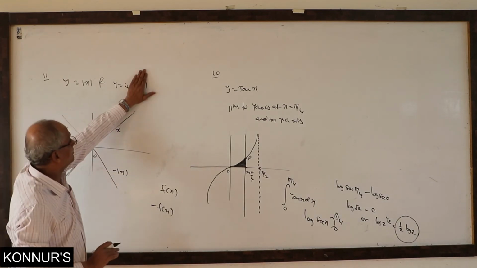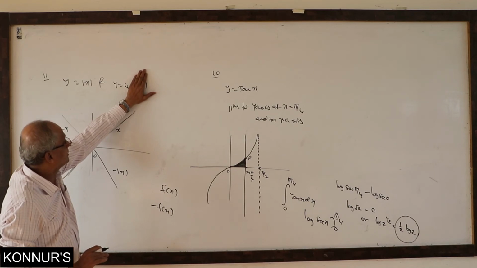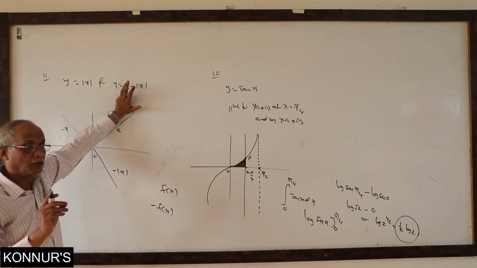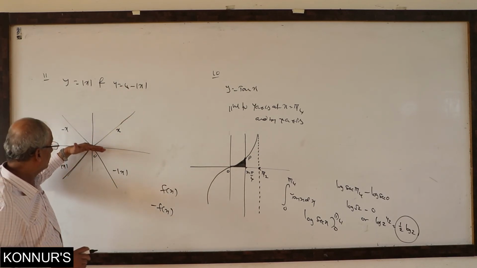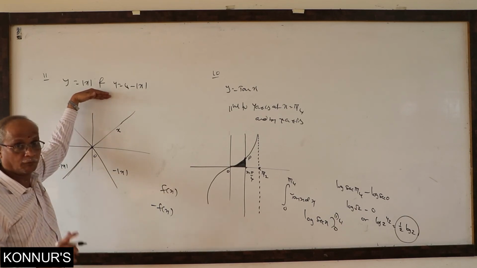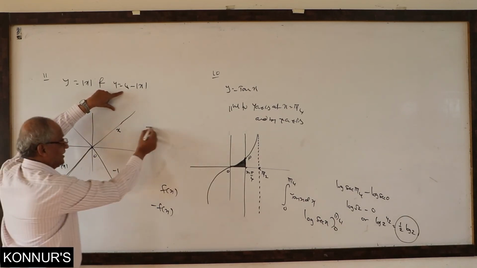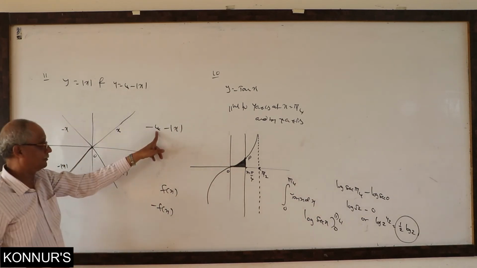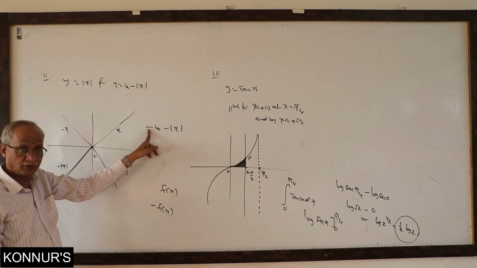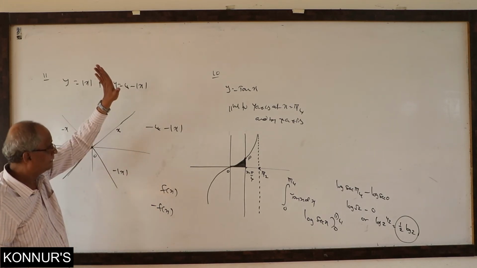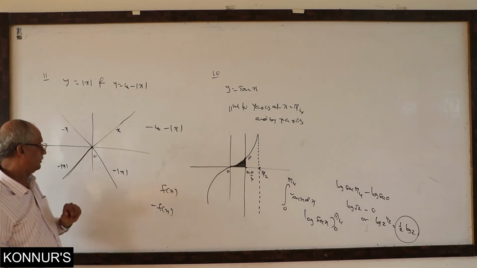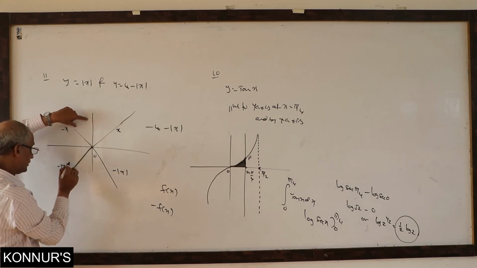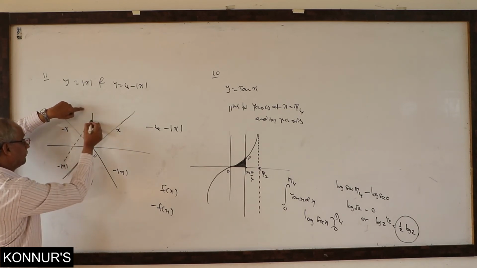But minus mod x. After that, how much constant do we have? 4. Positive or negative? Positive. Positive means shift above by 4 units. If I give minus, shift down 4 units. Minus represents downside, plus represents up. How much you have to go is according to the number. This curve, as it is, you shift by 4 units. So, as it is, the curve will go up 4 units.